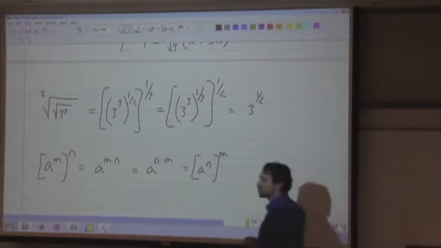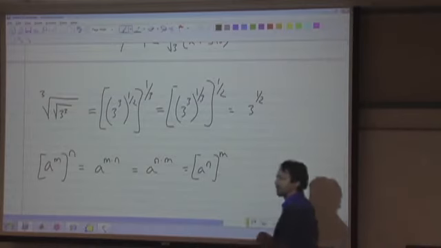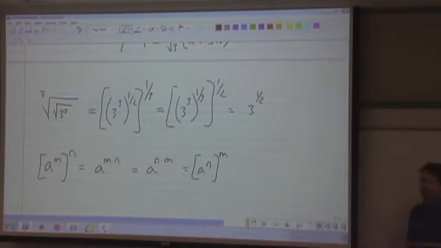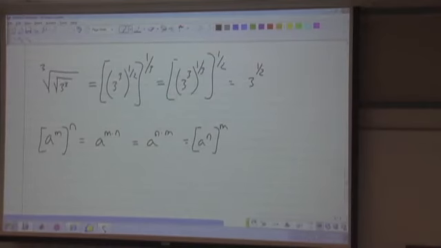It was 3 times the square root of 3. Oh, okay. It's 3 times 3 to the half. And if you add it together, it's 3 to 3 halves.